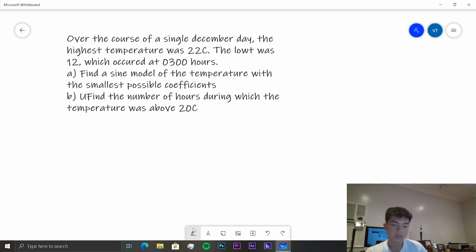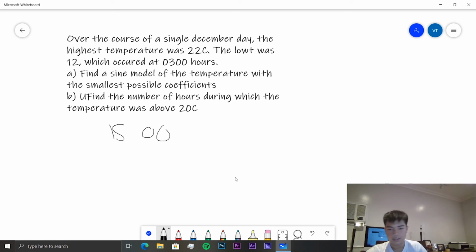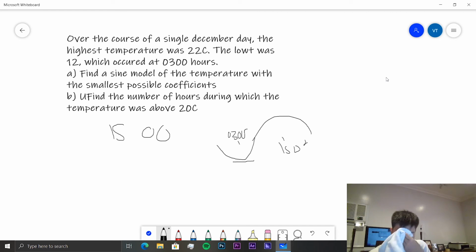Okay, so we have the lowest temperature was 12, which occurred at 3 hours, and the highest temperature is 22, which we assume occurred at 15 o'clock hours, since this is a sine wave. So the lowest temperature, the bottom should be at 0300, and the highest temperature should be 1500. So this entire thing has a period of, I'm going to say 24 for simplicity.